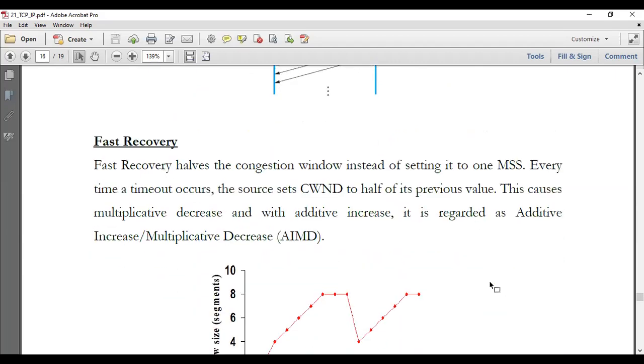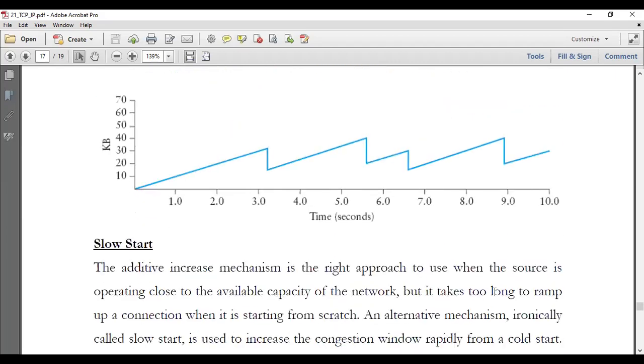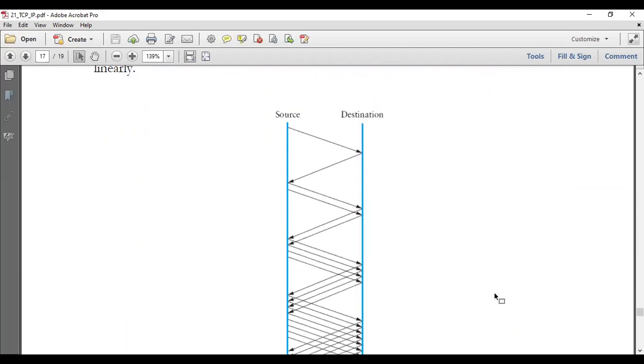I think we finished discussing all these things. Slow start.